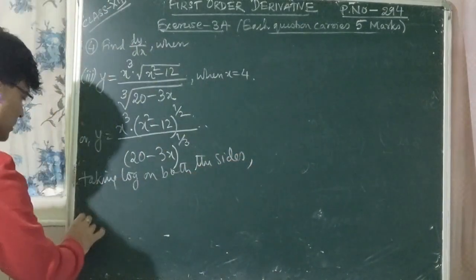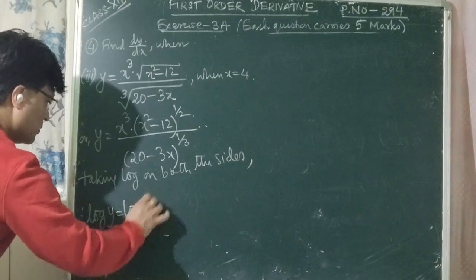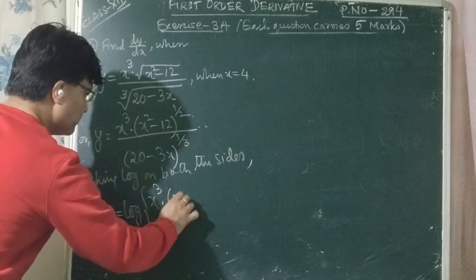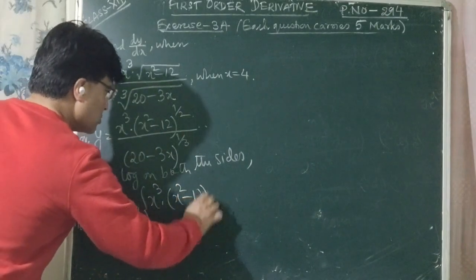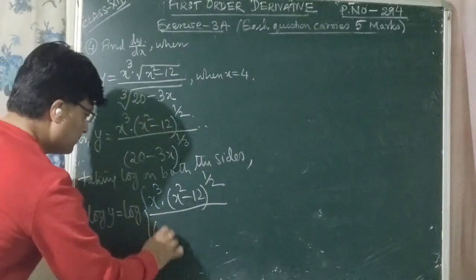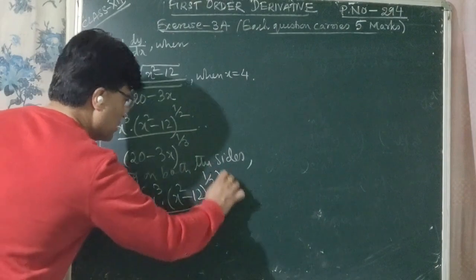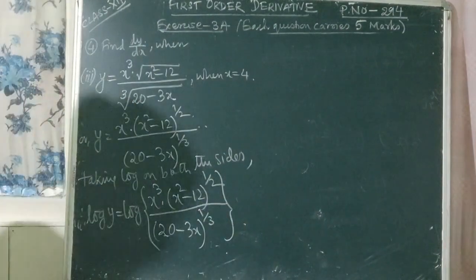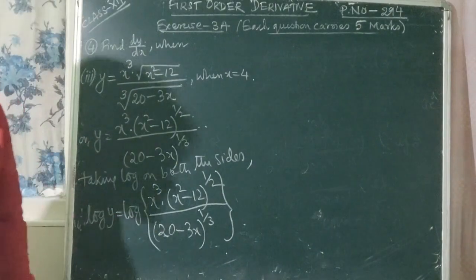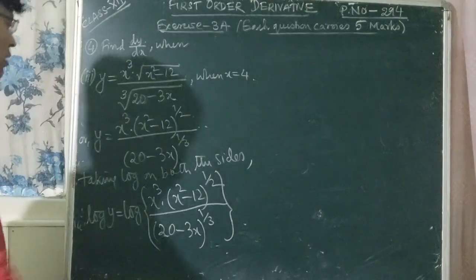So what do we get? That is log y is equal to log within second bracket, it is x cube into x square minus 12 whole to the power half divided by 20 minus 3x whole to the power 1/3. Here second bracket is closed. So this is the form log of a by b, isn't it? What is the property for log of a by b? That is log a minus log b.